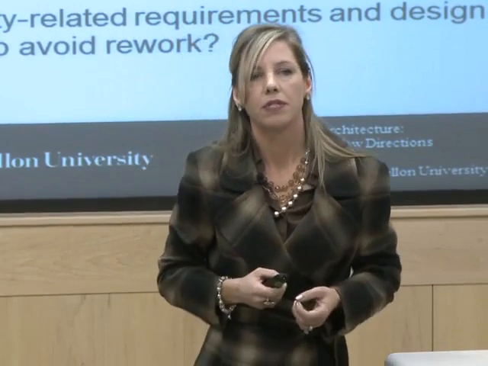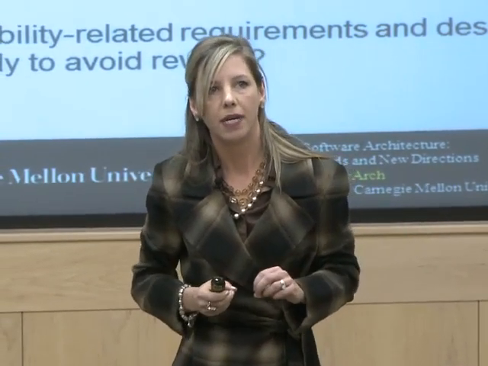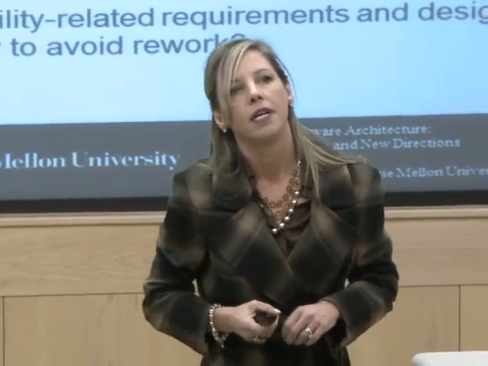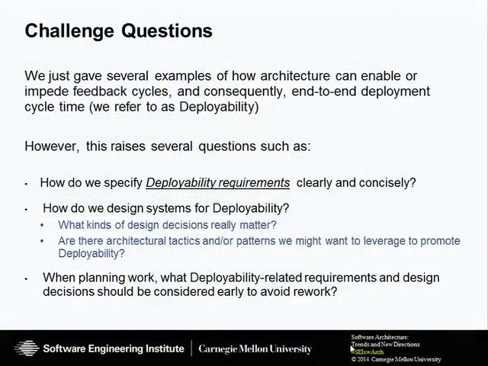So we just gave several examples of how architecture can enable or impede these feedback cycles. This raises several questions, and these questions are how we organize the rest of the talk. One of the questions is, how do we specify deployability requirements clearly and concisely? Another question is, how do we design systems for deployability? What kind of design decisions really matter? And are there architectural tactics and patterns we might want to leverage to promote deployability? Finally, when planning work, what deployability-related scenarios and design decisions should be considered early to avoid rework?